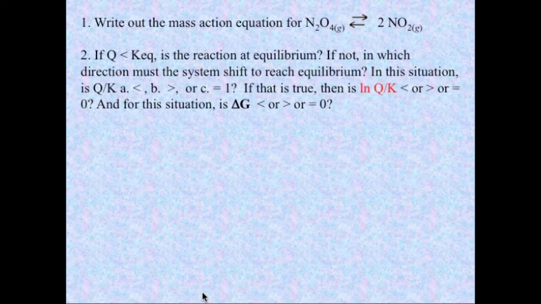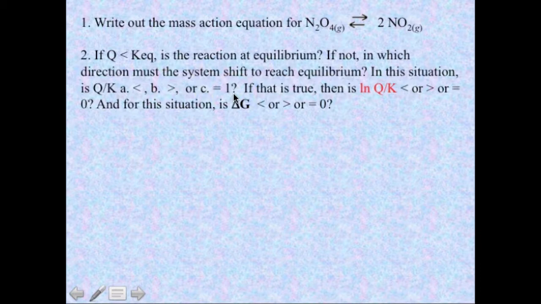All right, here we go. So Q is less than KEQ. That means that the numerator is too small, that's the product side, and the denominator is too large, that's the reagent side. So the system has to shift toward the products to reach equilibrium. That will increase the value of Q until it does equal KEQ. So now think about this. Is Q over K less than, greater than, or equal to 1?